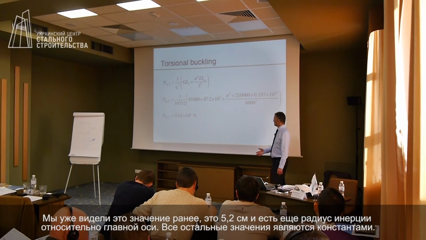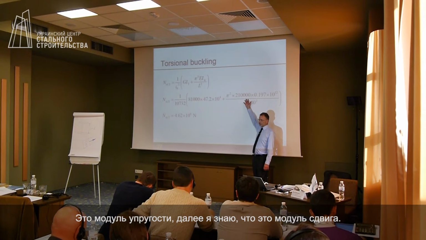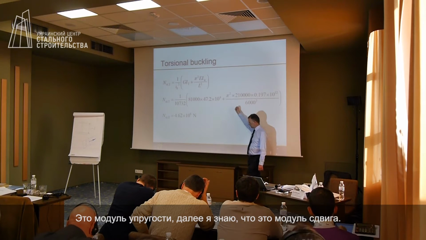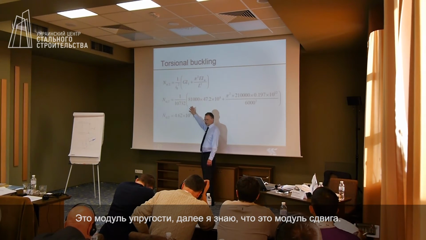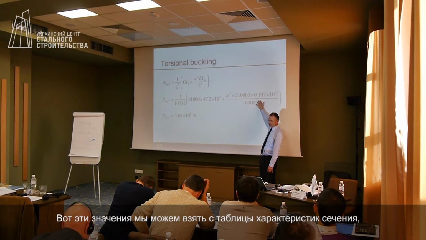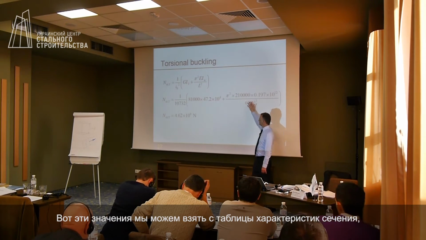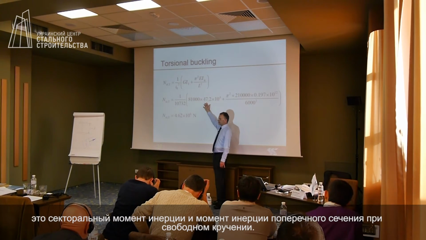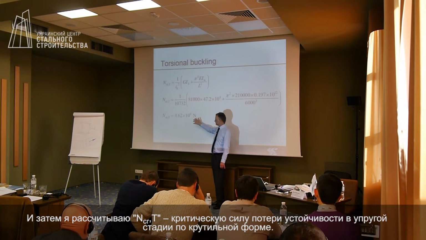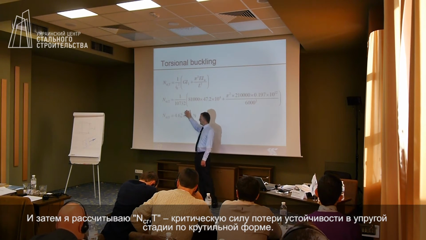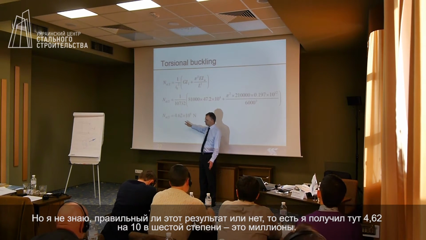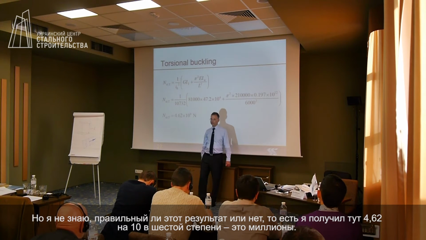Everything else is a constant, Young's modulus, modulus of elasticity, you might know it as. I know this is the shear modulus. These values are going to be provided by section property tables, the warping inertia and the torsional inertia. I then calculate the elastic critical buckling load. And again, I have no feel for that. I don't know whether that's wrong by 100, 1,000, a million, whatever.